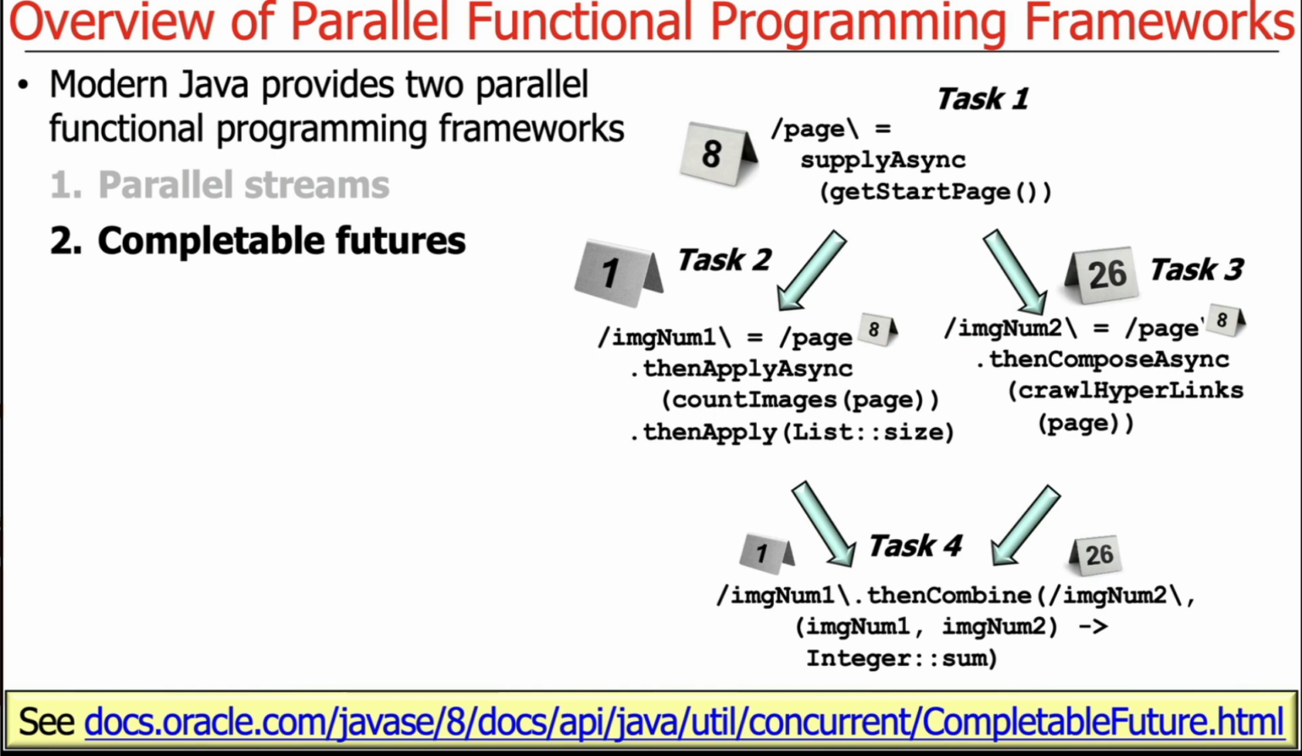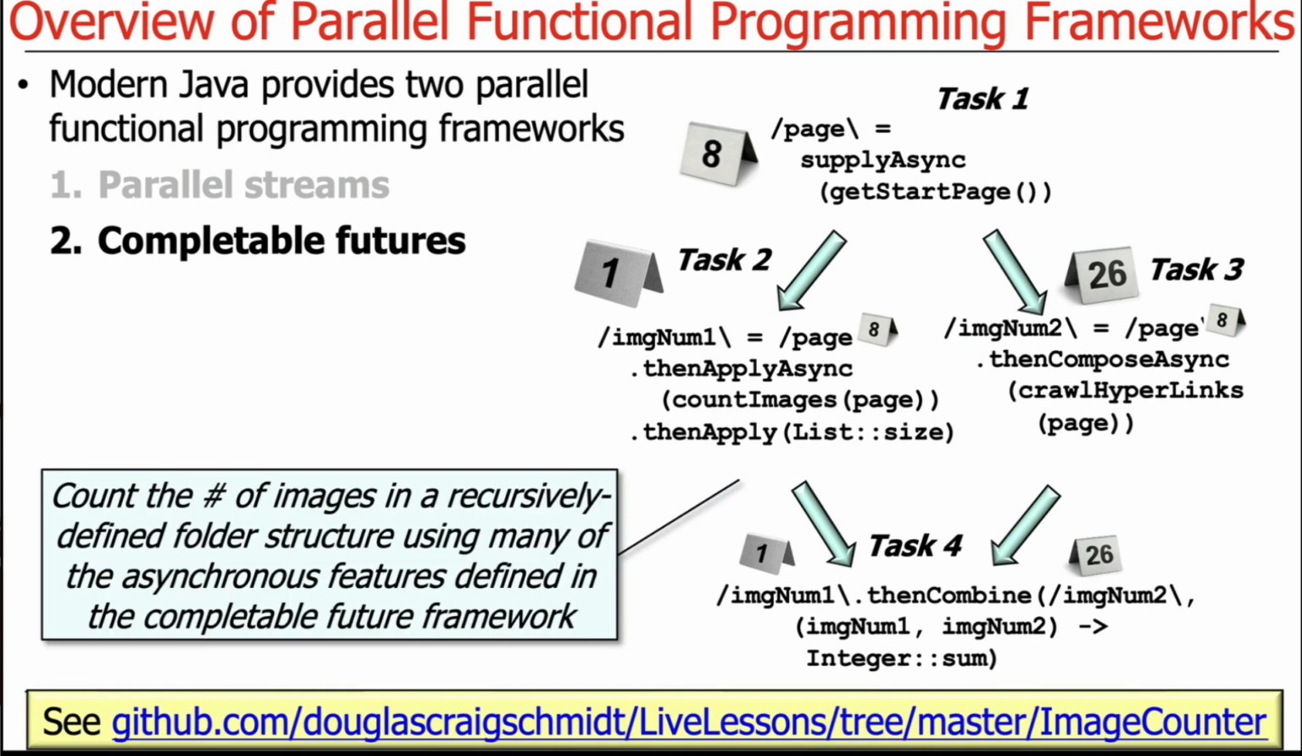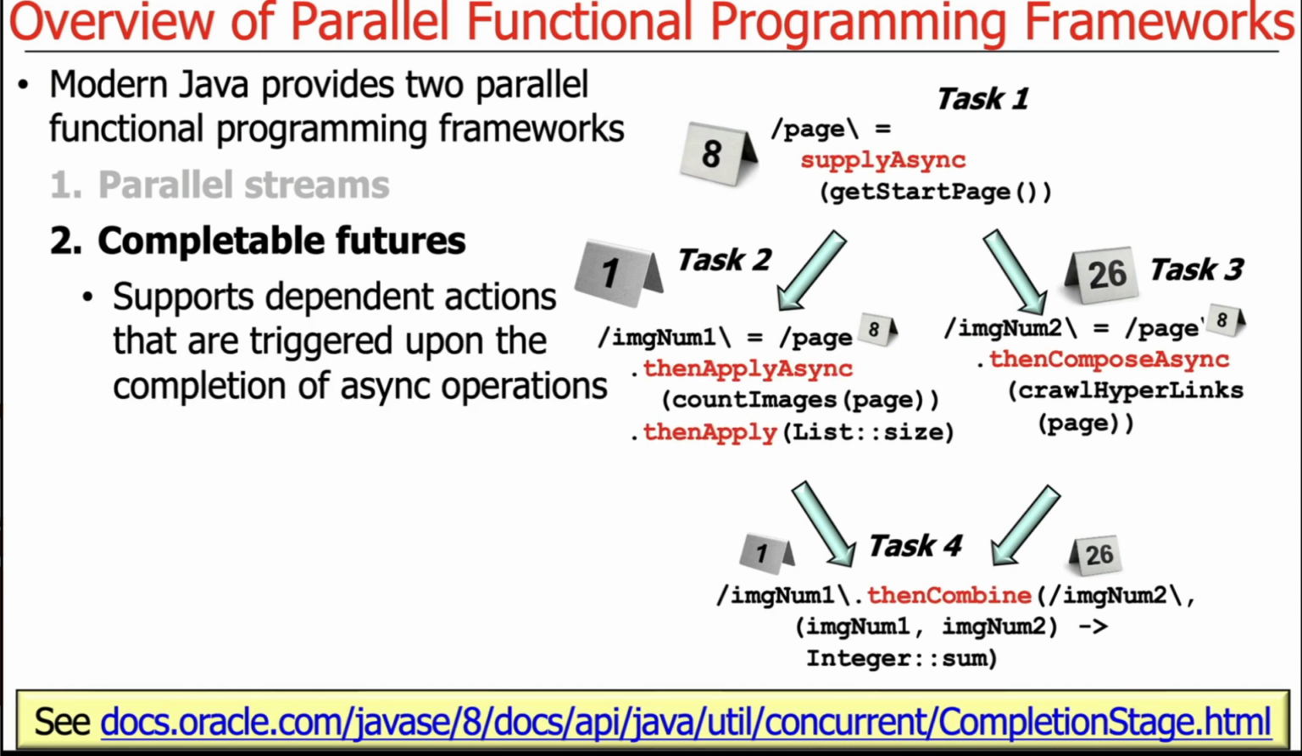There's another model, however, which is not quite so easy to master, but is very cool and sometimes more efficient, called Completable Futures. And this particular example, which you can see here in this sample code in my image counter folder, will count the number of images in a recursively defined folder structure using a whole pile of features in the Java Completable Future framework. So what Completable Futures do is they support dependent actions that are triggered upon the completion of operations that were invoked asynchronously. Now you're probably like, what the heck does that mean? And you will get a very deep understanding of this by the time the course is done, because you get a chance to program it.